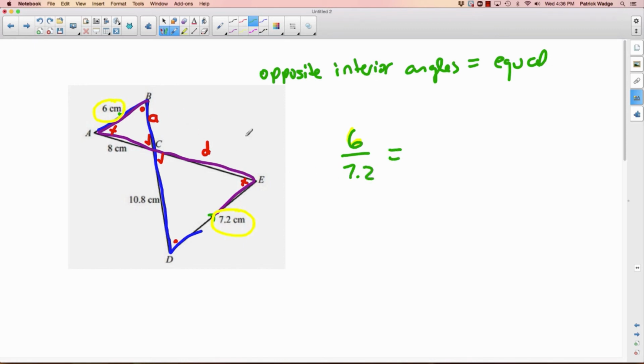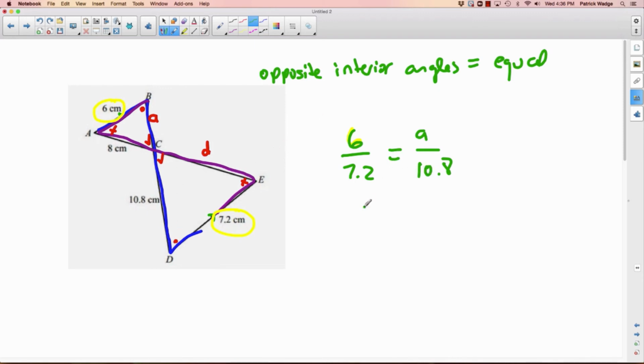So 6 we put first on top, we have to put a on top. What side does a correspond to here? It better not be d, because we'd have a over d, and we can't solve this. We can't have two unknowns in here. It must be a over 10.8. Let's convince ourselves that's true. a is between the dot and check mark. 10.8 is between the dot and check mark. So yeah, definitely we have this right.